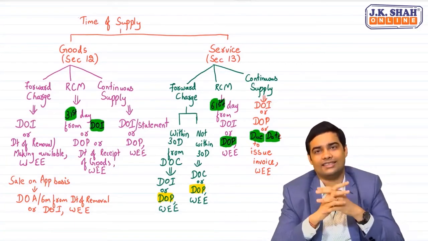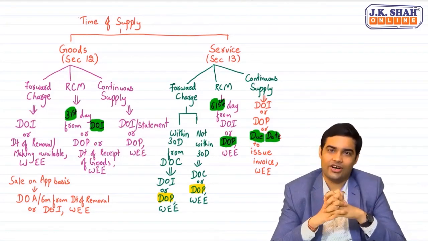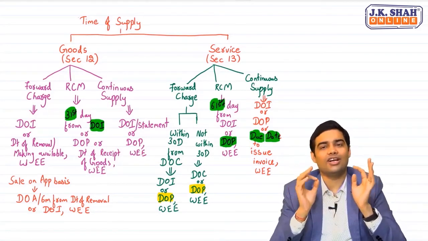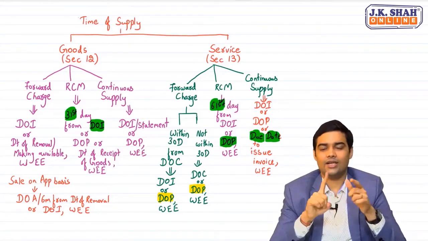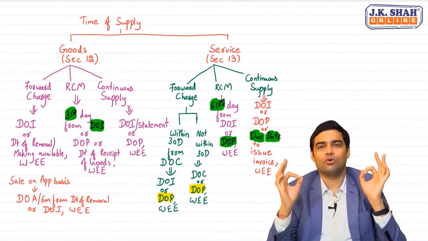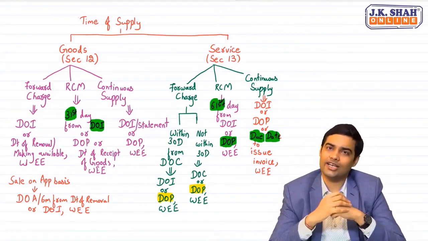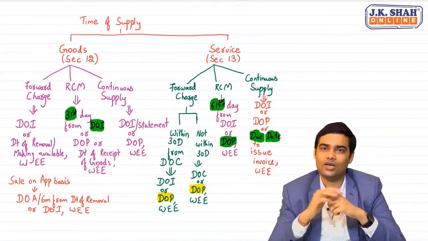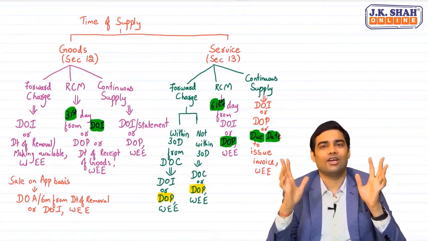Let me give you an example. Suppose there is a construction contract. To become a continuous supply of service, two conditions are required to be satisfied. One, the contract is for more than 3 months. Second, there is an obligation to make periodical payments. If these two conditions are satisfied, then it becomes a continuous supply of service.